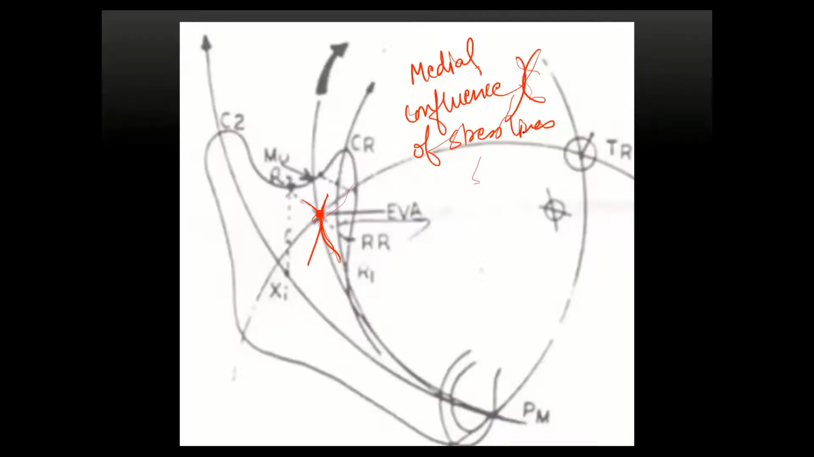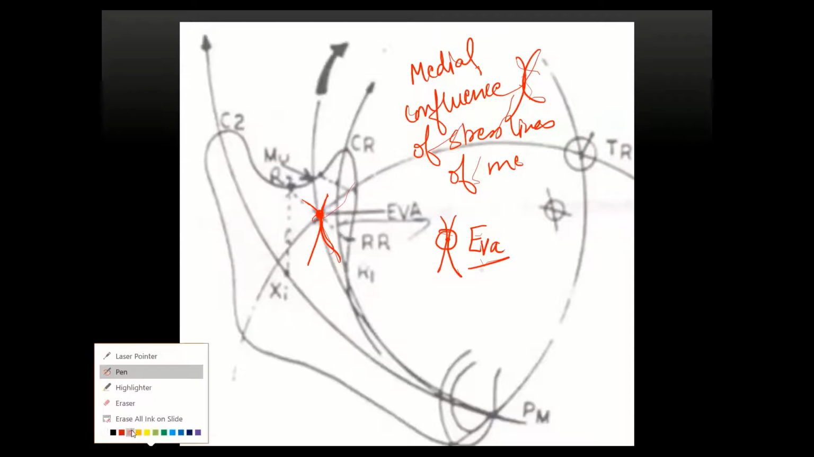So, the medial confluence of the stress lines on the medial surface of the ramus. When you watch the ramus from inside, there are thickenings in the bone of the mandible like this. And this point is called the Eva point. It was named after Ricketts' mother. Okay, so you have understood the Eva point.